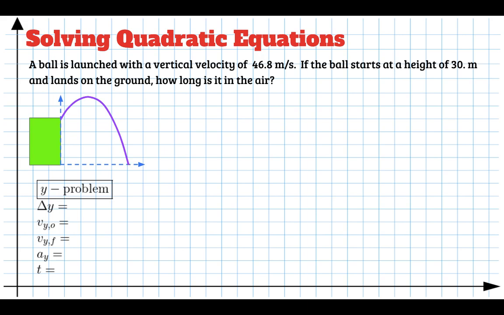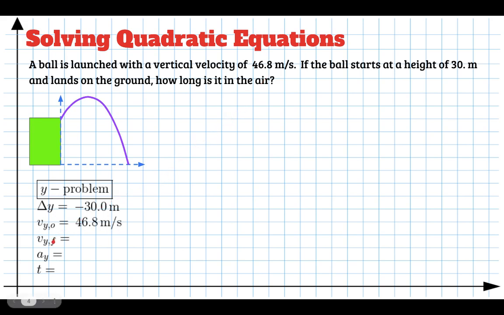So how long it's in the air depends on the y problem. So delta y is the distance it travels in the y direction. So it starts here and it ends up down here. So delta y is negative 30 meters. The velocity in the y direction initial is what number is given right here. It's how fast it's moving vertically at the beginning of the problem. So that's about 46.8 meters per second.